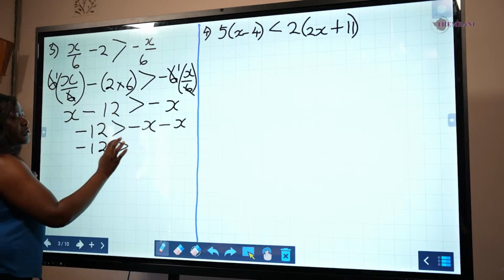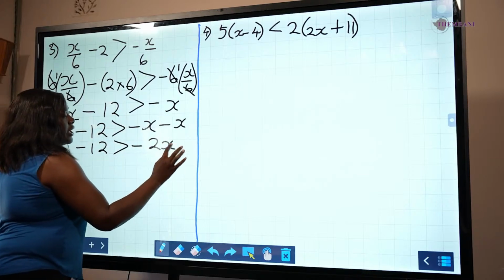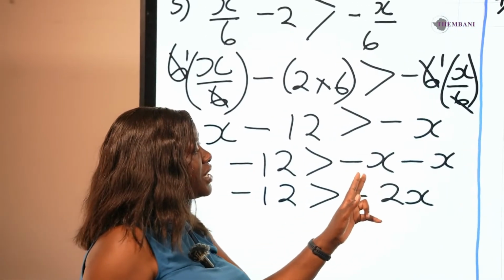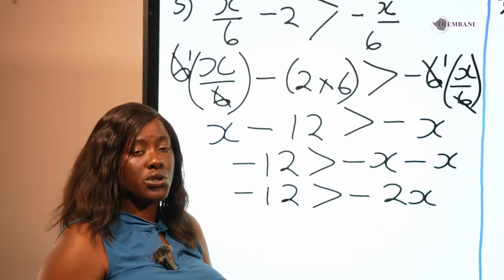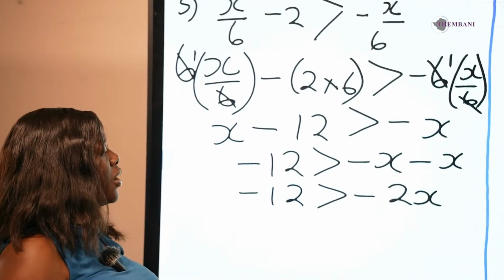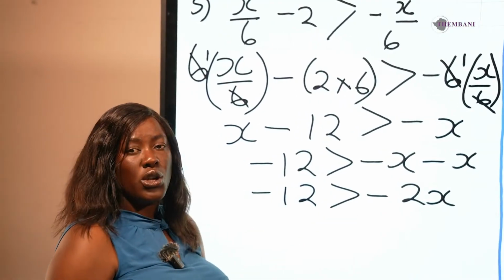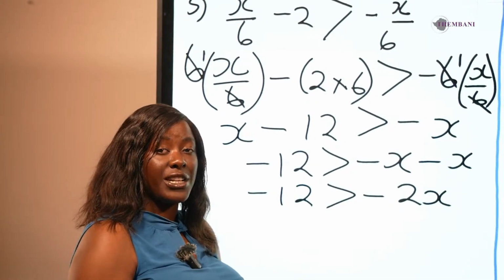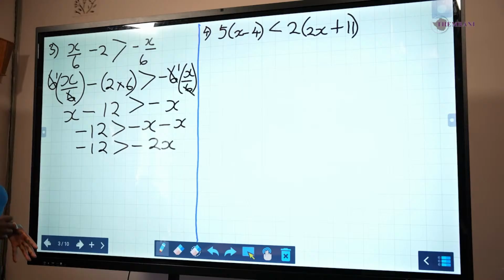Negative x is going to give us a negative 2x because we are going to be sorting the coefficient. Here the coefficient is 1 and there the coefficient is also 1. So from there, we now have this negative 2. So we are going to divide by a negative, which means our inequality sign is going to change direction. This is what I mean.